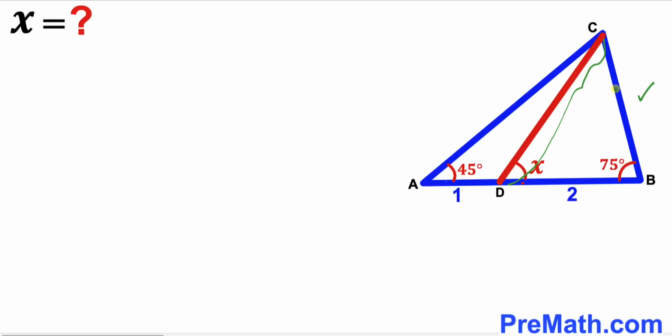In this video, we have this triangle ABC along with this segment CD, as you can see in this given diagram, such that this segment AD is 1 unit, whereas this segment BD is 2 units. Moreover, this angle CAD is 45 degrees. The angle CDB is being represented by X, and finally this angle CBD is 75 degrees. Now our task is to find the value of this angle X.